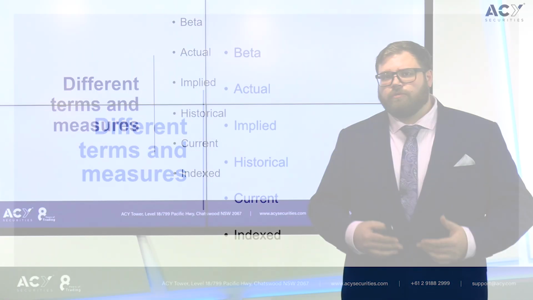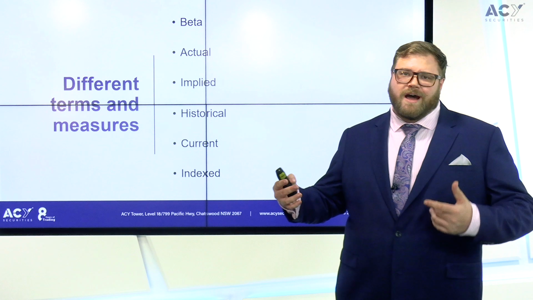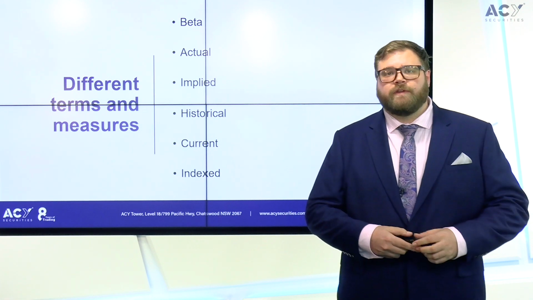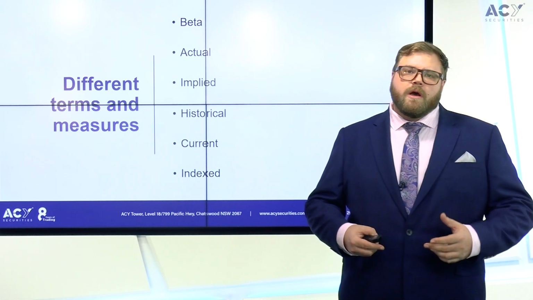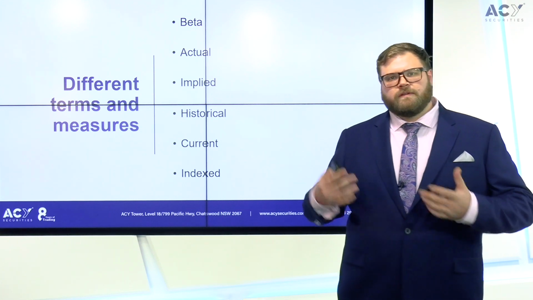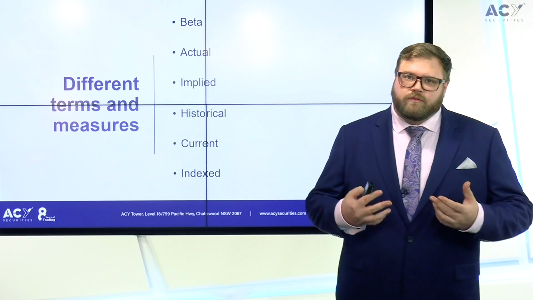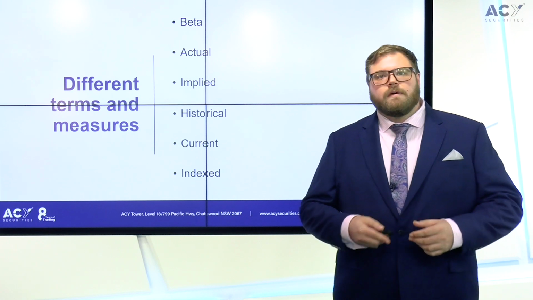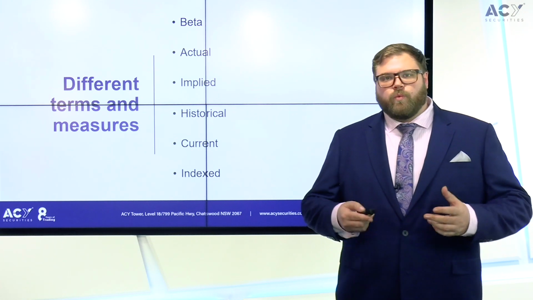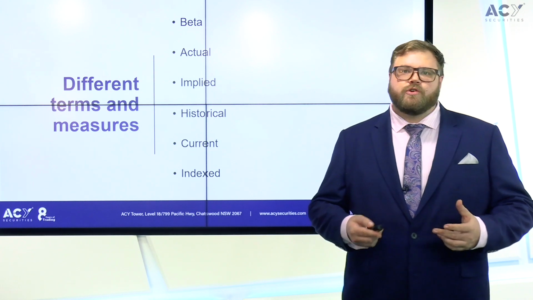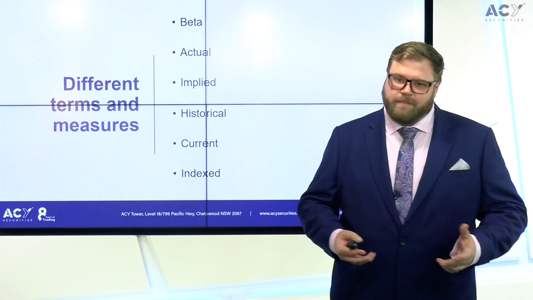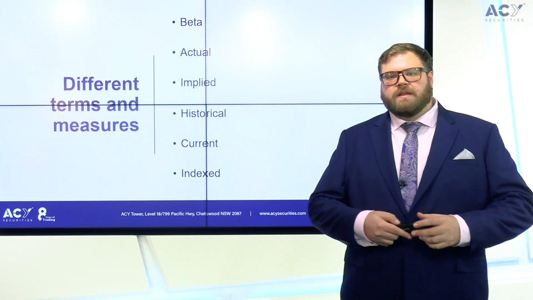Now, I'm not going to go through what these commonly placed terms actually are, because I could make a whole other video on each one on its own. But the fact of the matter is that if you look at some of these names on the board behind me, such as beta, actual, implied, historical, current, and indexed, they all get interchanged with volatility at some point in time, and usually together at the same time. Now, what does it really mean at the end of the day?